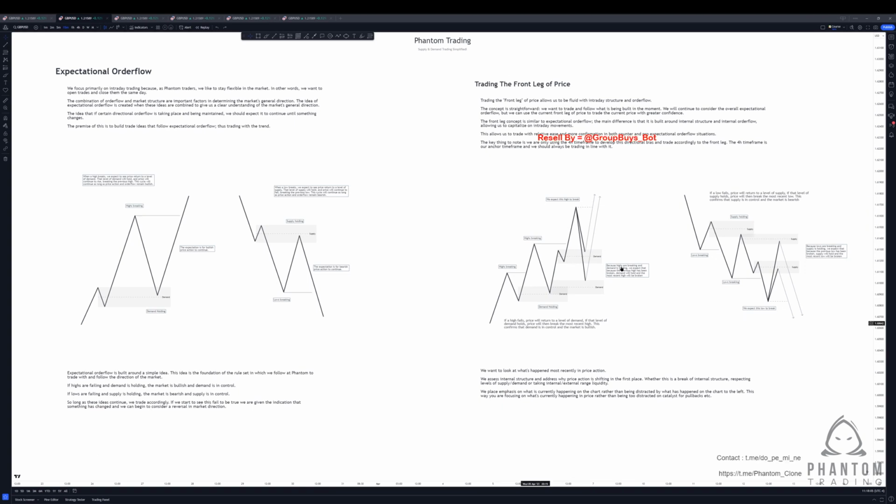With all of this information in mind, this is where we'll position ourselves to look to trade long, or buying inside of demand levels that are created once we're starting to see this front leg and this overall concept of expectational order flow taking place.